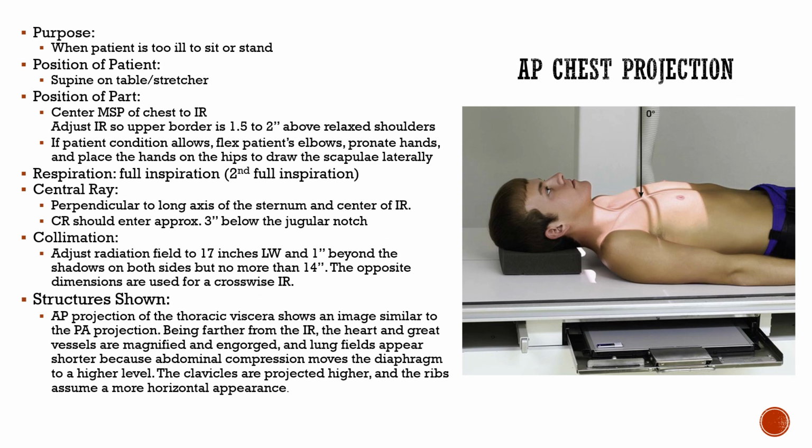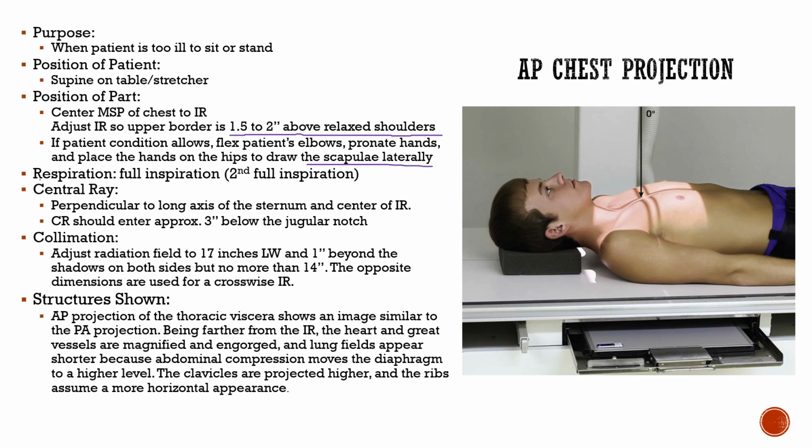On an AP projection, the chest might be taken when a patient is too ill to sit or to stand. They would be supine on the table or the stretcher. They would center the mid-sagittal plane of the chest to the image receptor. You want the upper border of the image receptor the same as it was for the PA and the lateral. If the patient's condition allows, you flex the elbows and pronate the hands to place them on the hips to draw the scapula laterally to get the scapula out of the lung fields.